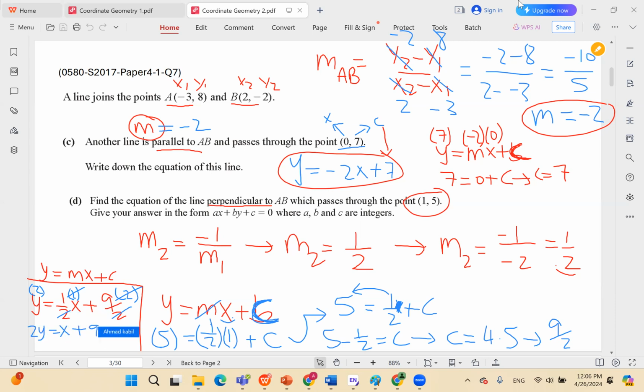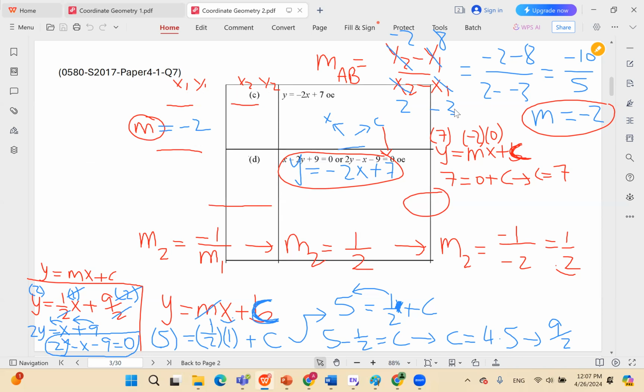And then finally, we want everything to be on the same side. So we take the x and the 9 to the other side. It becomes 2y minus x minus 9 equals 0. And this is our final answer. So 2y minus x minus 9 equals 0 is correct, and y equals -2x plus 7 is also correct.